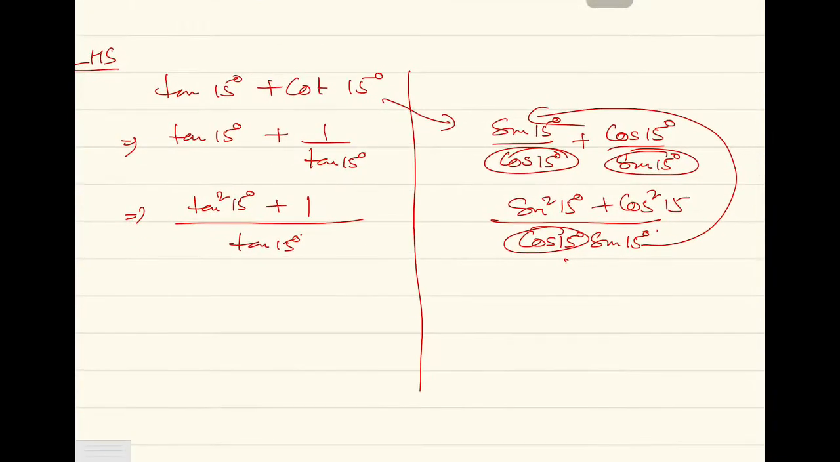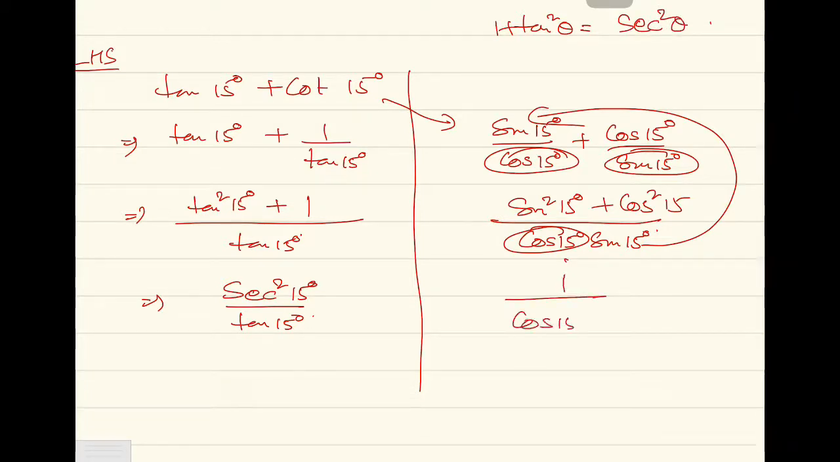So now what I can do here is write this as sec square 15 degree, if you all remember the identity, because 1 plus tan square theta equals sec square theta, remember? Okay, here I can write 1 divided by cos 15 sine 15 degree. Correct, everyone? Because sine square theta plus cos square theta equals 1. So I can replace that.